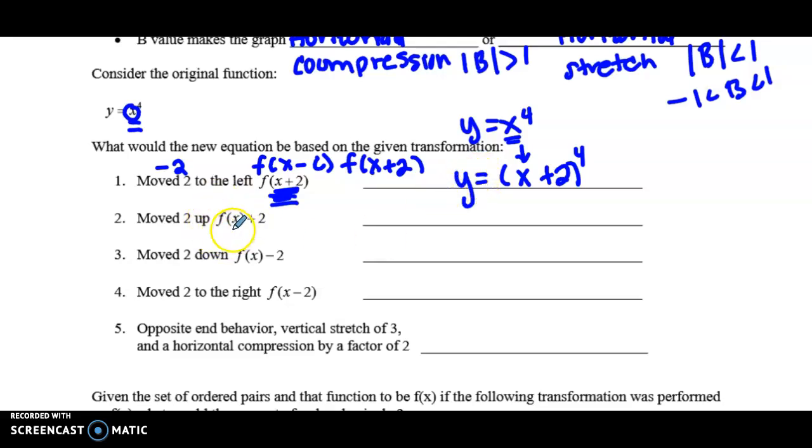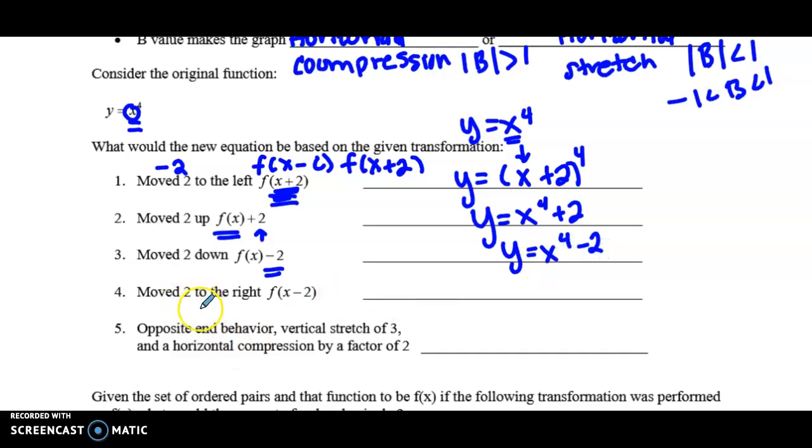All right, take a look at the second one, moved 2 up. Remember, you take your original function, and the up and down movement is the number added or subtracted at the end. Here's my original function, x to the fourth. So that plus 2, I'm just going to take that entire function and tack 2 to the end of it. And I move 2 down. So there's your transformation right here, minus 2. It's your entire original function, and then you subtract 2. So y equals x to the fourth minus 2.